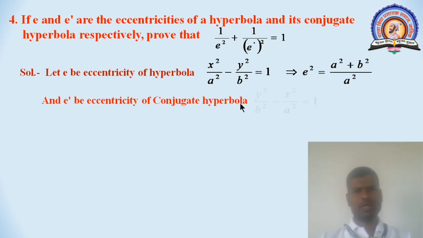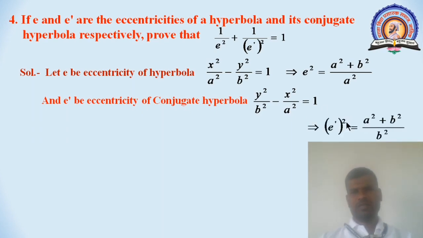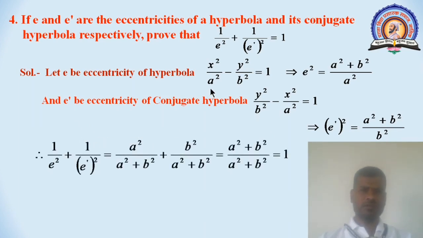You will get conjugate hyperbola as y square upon b square minus x square upon a square is equal to 1. So eccentricity e dash of this conjugate hyperbola is e dash square is equal to a square plus b square upon b square. Now considering the LHS of the required proof as 1 upon e square plus 1 upon e dash square, we have to put the value of 1 upon e square as a square upon a square plus b square, and 1 upon e dash square as b square upon a square plus b square. So denominator is same, add the numerators, we get a square plus b square upon a square plus b square, which cancels, and it is equal to 1.